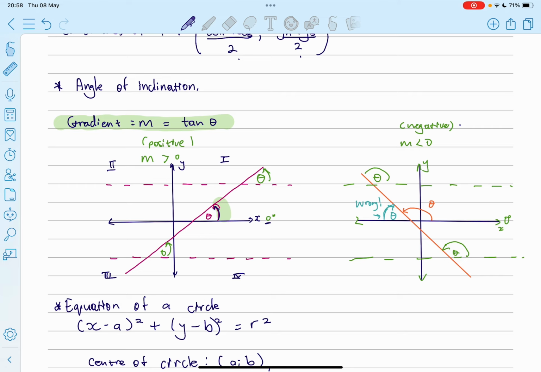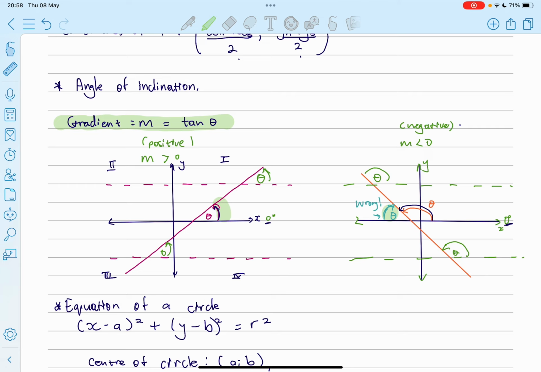But we always measure the angle of inclination from the right hand. So that is the 0 degrees over there in the first quadrant. So even now, when you have a negative gradient, we still do measure it starting over there at 0 degrees. So it will be from here all the way up until you touch your line. You do not make your angle of inclination this one over here, which is from the left going towards the right, because that is incorrect.